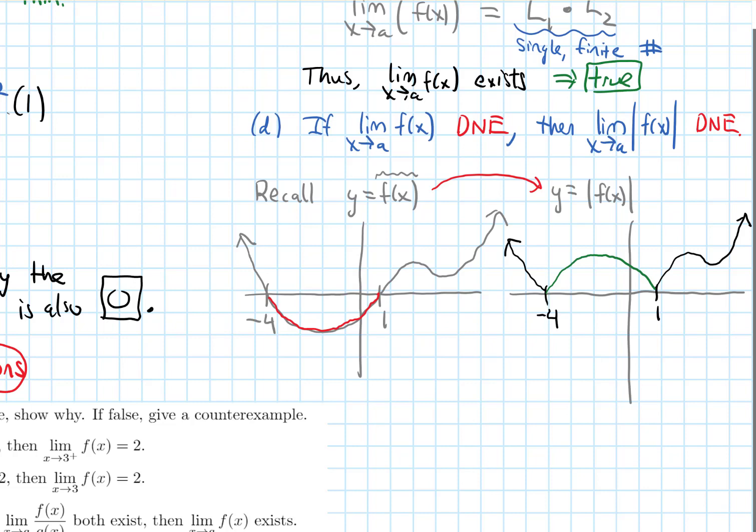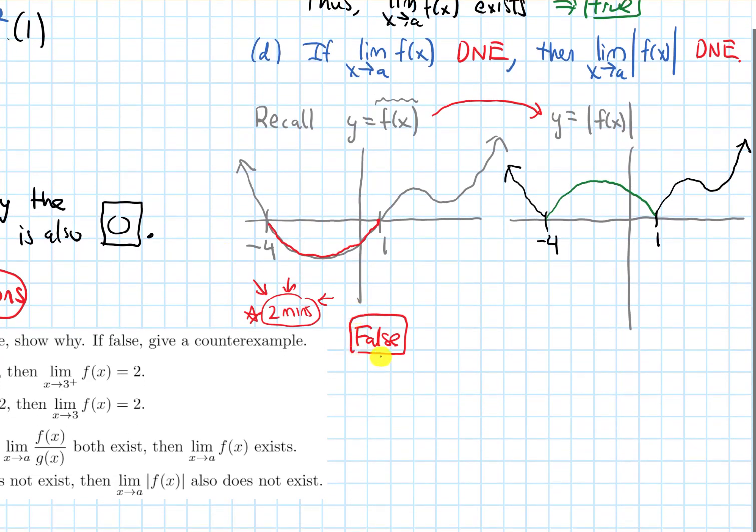At this point, I'm going to give you a hint, which is that I'm actually going to tell you what the answer is. This is false. Now I'm going to ask you to pause the video and see if you can think of an example of a function, and try to draw a picture, where the limit as x approaches a of that function does not exist, but when you take the absolute value and look at the absolute value graph, that limit will exist. Pause the video for 2 minutes to try that.